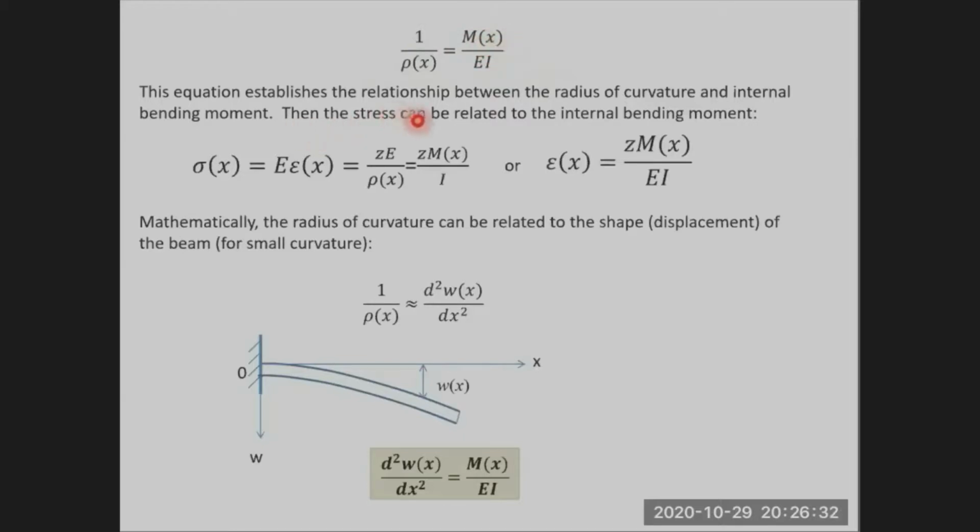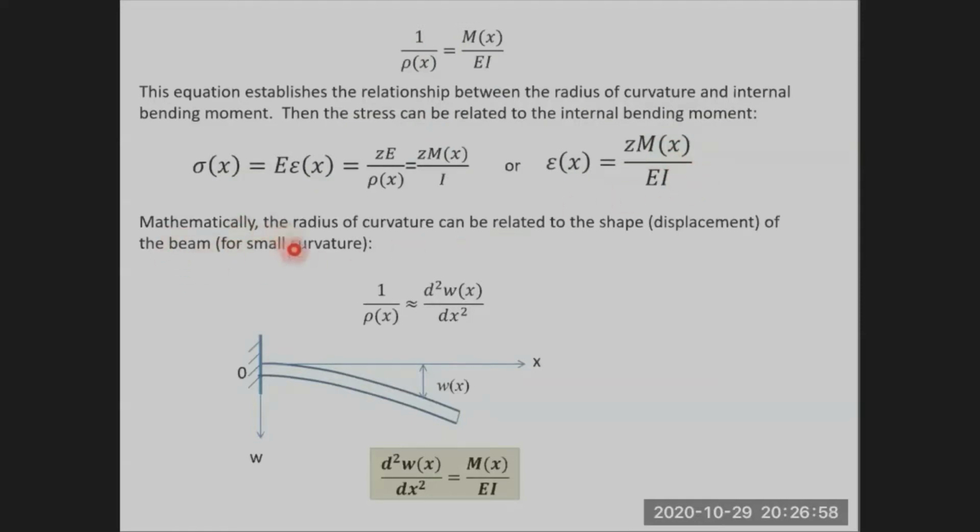But then the stress can be related to the internal bending moment. Right? Previously, the stress is a function of bending radius. Now we can replace the bending radius with M(x). Right? So sigma can be directly related to the internal bending moment. Similarly, the strain can be related to M(x).